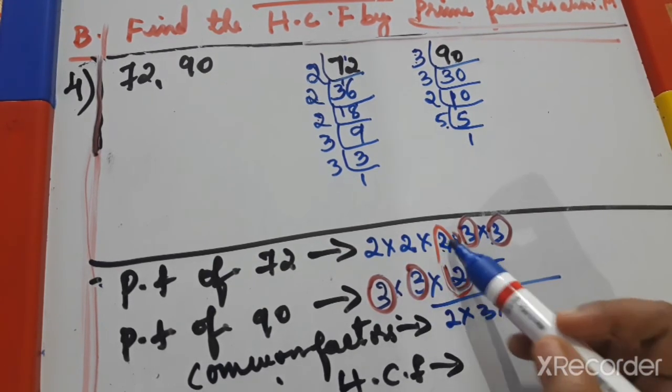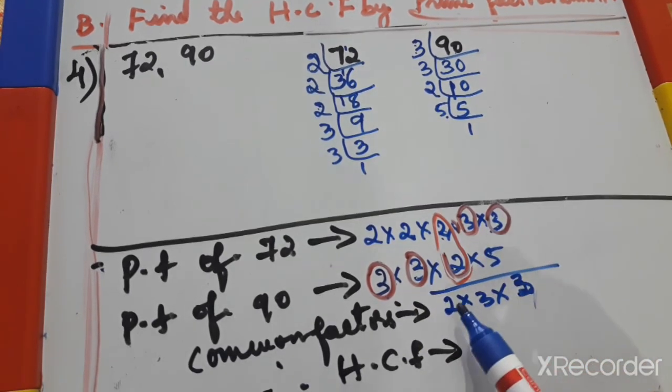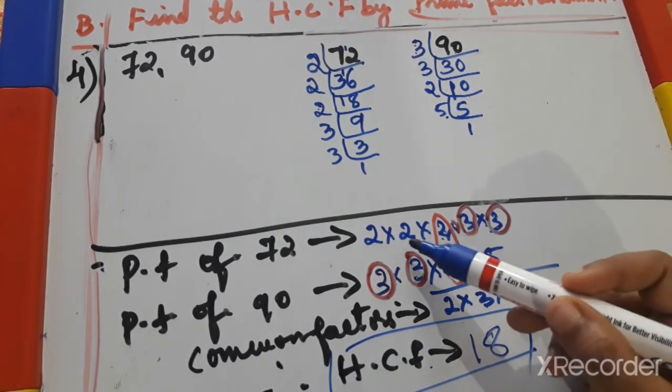2 is common on both sides. 3 is common on both sides. 3 is common on both sides. Multiply those numbers: 2 into 3 into 3. Therefore the HCF is 2 3s are 6, 6 3s are 18. The highest common factor is 18. We are taking only prime numbers. That's why we have to multiply here.